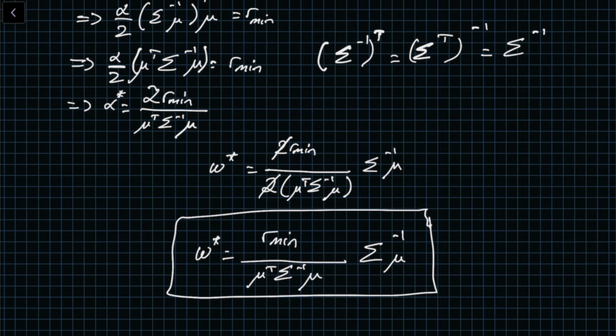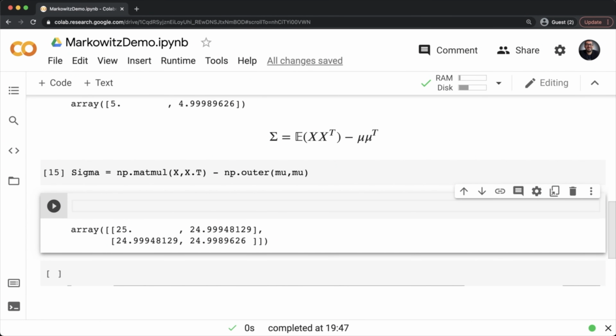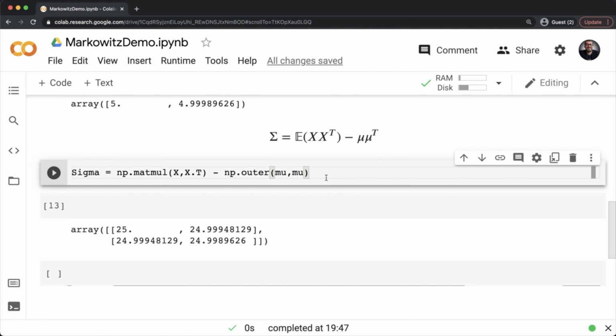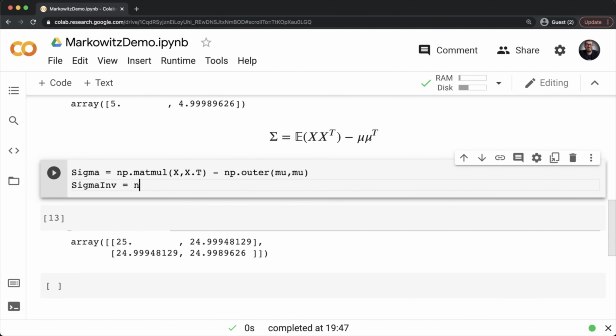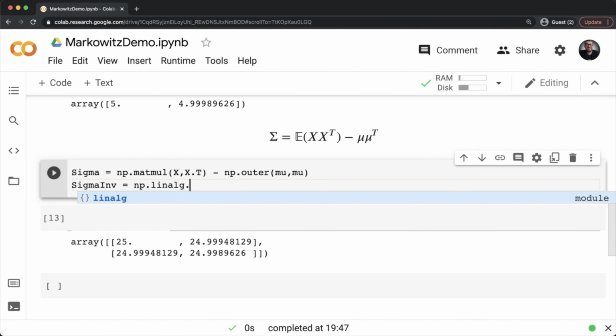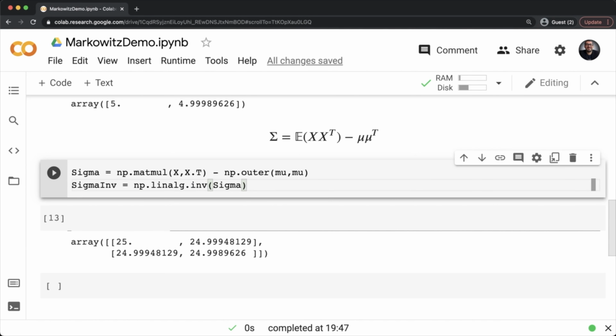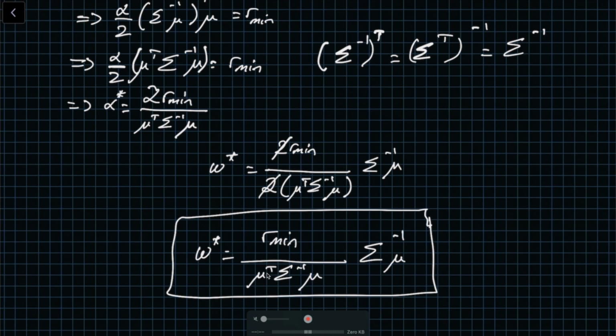So Markowitz tells us that if you have your sigma inverse, your mu and the R min, you can go ahead and, using this equation, get your optimal weight vector. So if we go back to Google Colab and we want to implement this equation, we need to compute the inverse of sigma, that is sigma inverse, using np.linalg.inv of sigma. So we need sigma inverse mu and mu transpose sigma inverse mu. Let's start with sigma inverse mu.